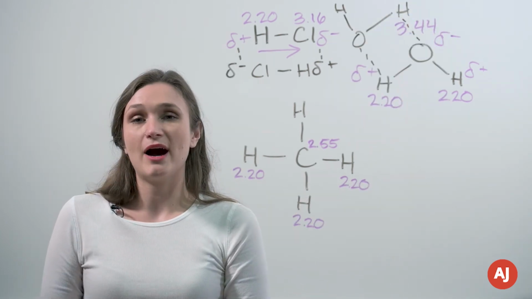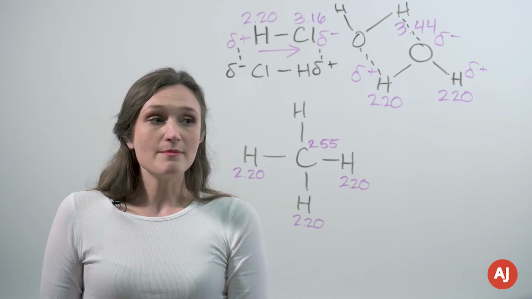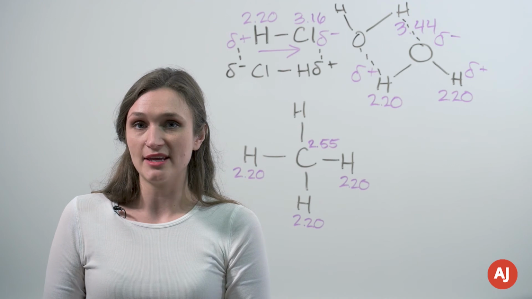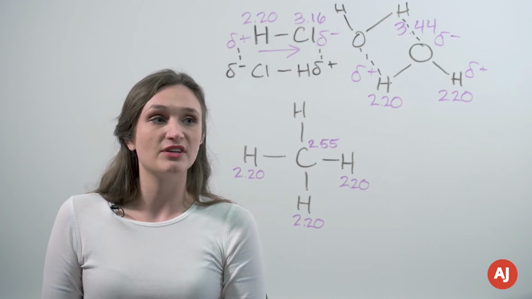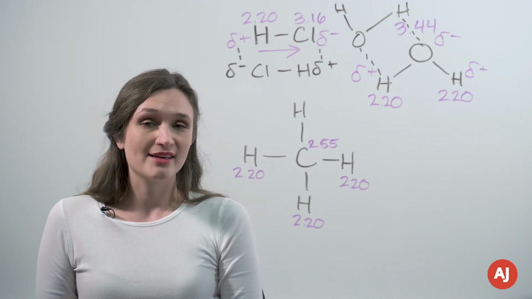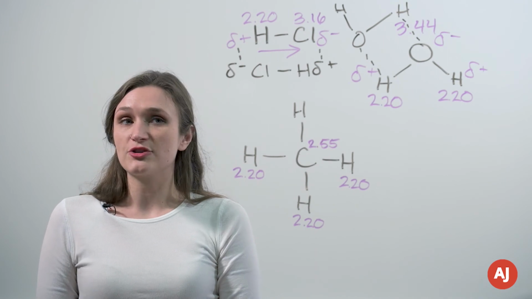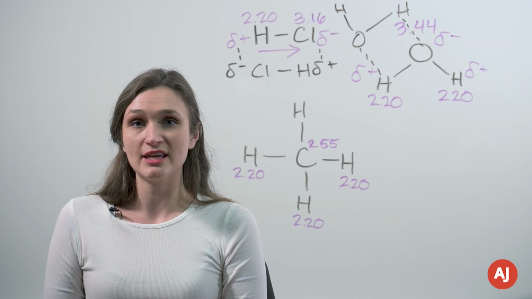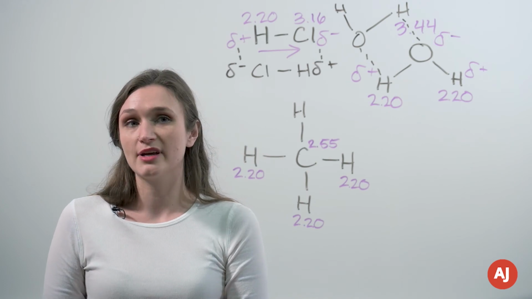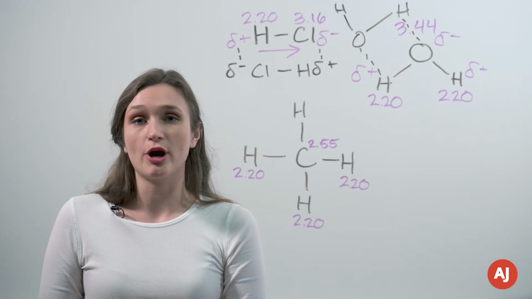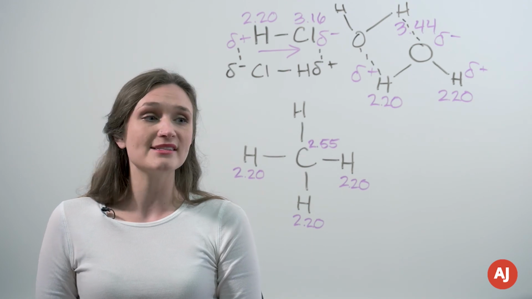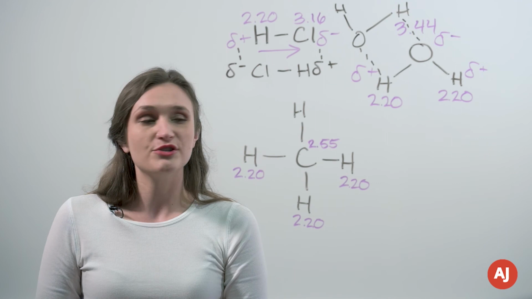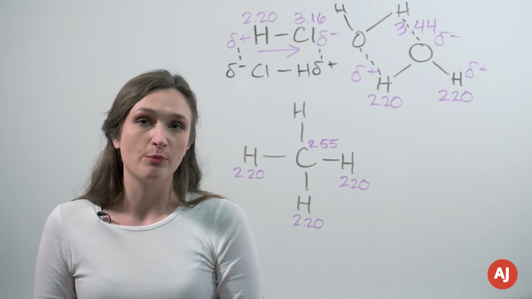Finally, we're going to talk about the methane molecule. In methane, the hydrogen maintains that 2.20 electronegativity, and carbon has an electronegativity of 2.55. Since there's a very low difference in electronegativities, this means that they share their electrons evenly and no polarity forms. As a result, there are no partial charges, which means that these kinds of molecules, where we have London dispersion forces, do not interact very strongly with other molecules.